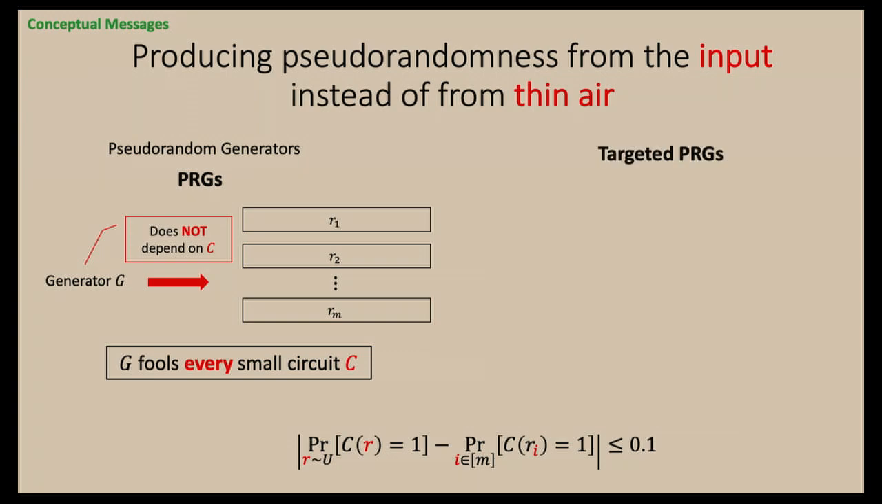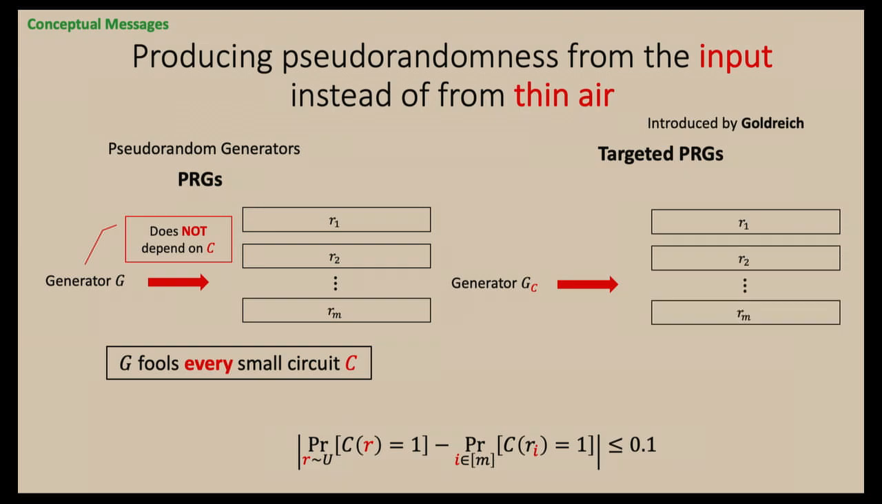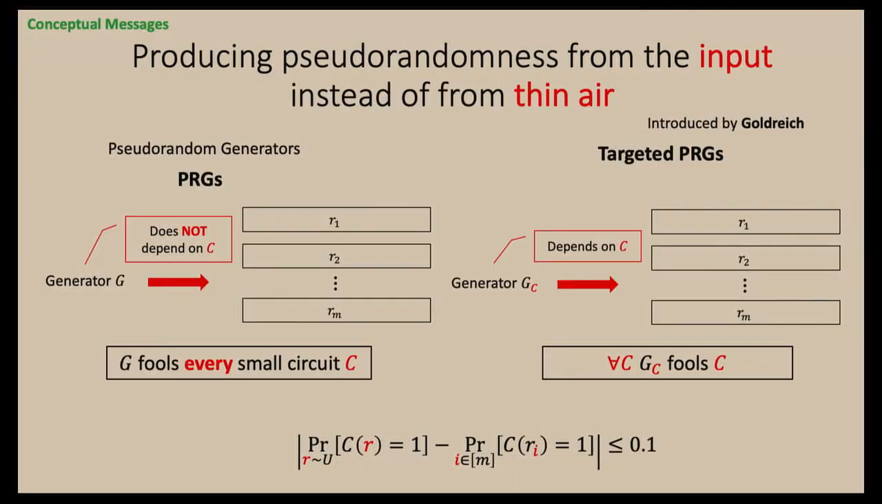Another concept formalized by Goldreich is very similar to a PRG, but has one twist. Now the generator G depends on C, so I'll call it G sub C. G takes the input circuit C as an input, so G knows the circuit. G then outputs a bunch of pseudo-random inputs R1 to Rm. And the condition now becomes, for every small circuit C, you want G sub C to fool C.